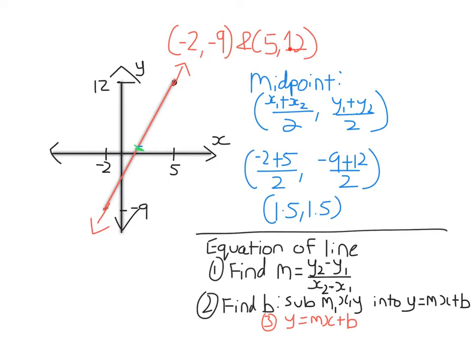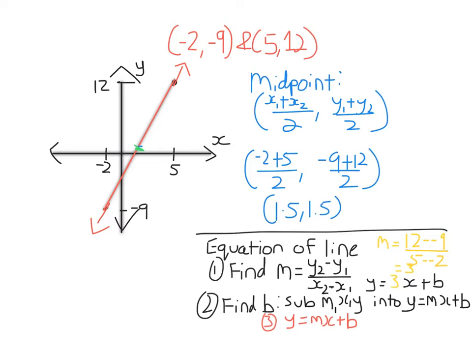So for the line that passes through these 2 points, the gradient is the y coordinate of the second point minus the y coordinate of the first point, over x2 minus x1. Just be careful here, we need 2 minuses. So this is (12 + 9) over (5 + 2). It's 21 over 7, which is equal to 3. Now I take my equation y = mx + b and substitute m for 3, the value I just found.